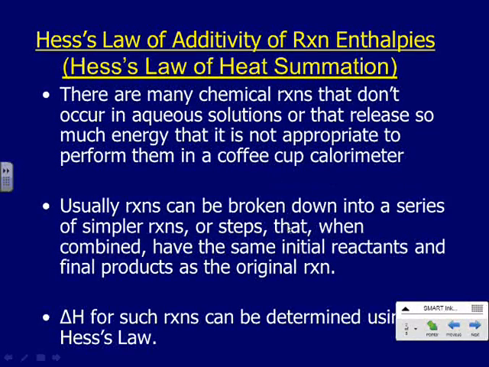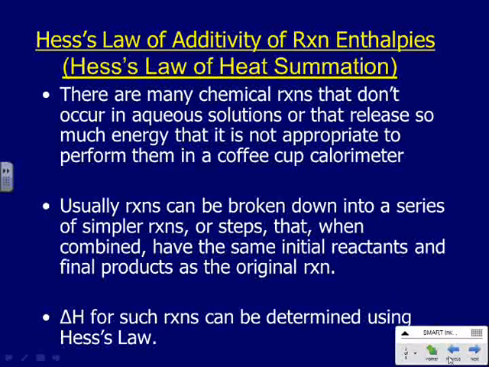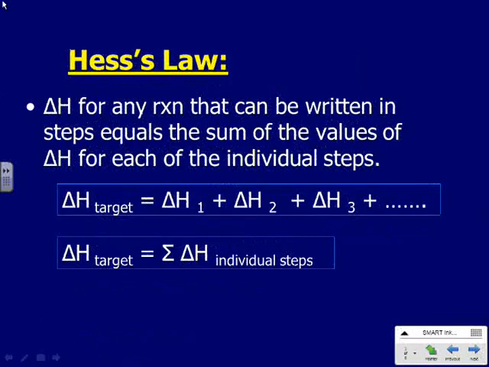The delta H's for such a reaction can be determined using Hess's law, and now you can write down Hess's law. You don't need to put the heading, I guess, but this is the statement of Hess's law. The delta H for any reaction that can be written in steps equals the sum of the values of the delta H for the individual steps. So it's all about adding them up.